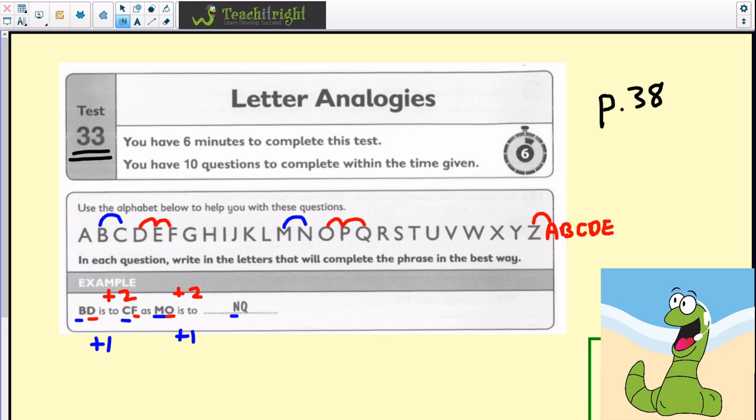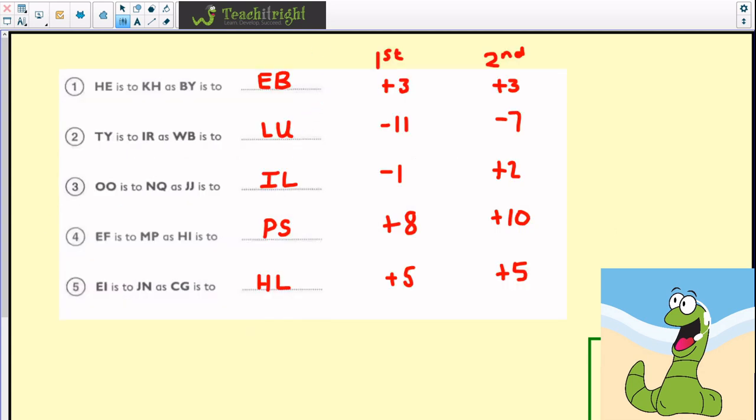So let's just have a little look at the answers for test 33, and you'll be able to check these through. Now what we've done, we've actually put down the side what the jumps are. So if there's any doubt and you didn't get any right, then you can just double check your counting. And I think the counting on the alphabet here, of course, is crucial. So we've got EB, LU, IL, PS, and then HL. That's the first 5 questions.